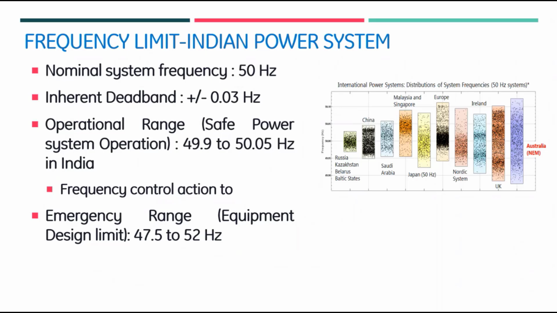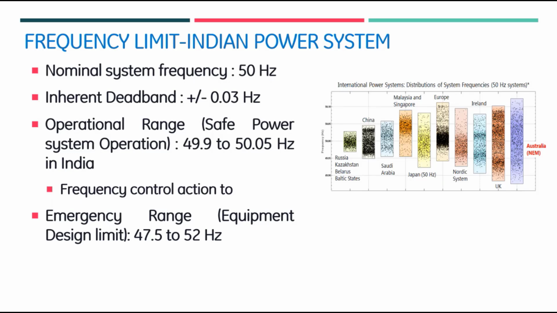Let us talk about the Indian power system. Our system is designed to run at 50 hertz, and we have an inherent dead band for the different controllers that act in the power system, which is plus minus 0.03 hertz. Then we have an operational range, which is very important for the system operator and for safe power system operation, and it is basically 49.9 to 50.05 hertz.